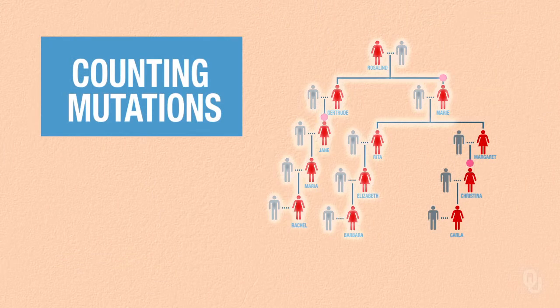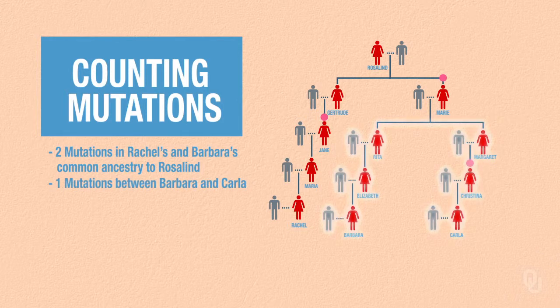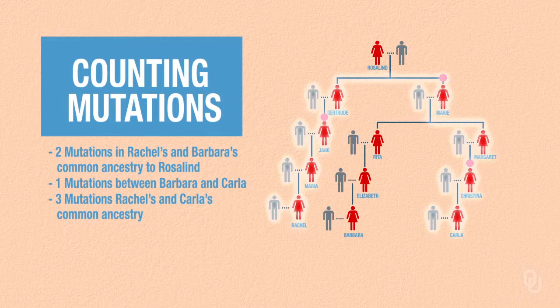If we look at Rosalind's great-great-grandchildren, we can count the number of mutations that occurred between these children and their common ancestor. For this area of the gene, there have been 2 mutations since Rachel's and Barbara's common ancestry to Rosalind. However, Barbara and Carla have had only 1 mutation between them. Also, there have been 3 mutations since Rachel's and Carla's common ancestry. We can also see from this example that overall, people who share more recent common ancestors will tend to have fewer genetic differences than people who have a more distant common ancestor.